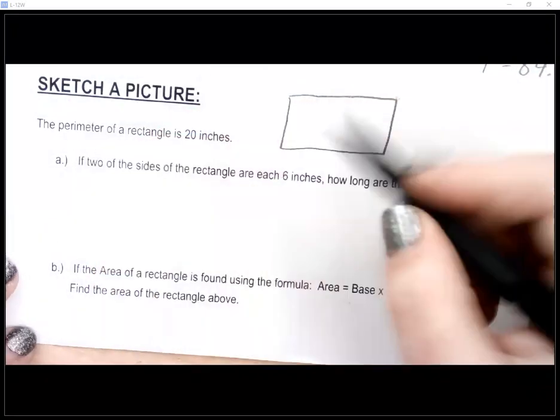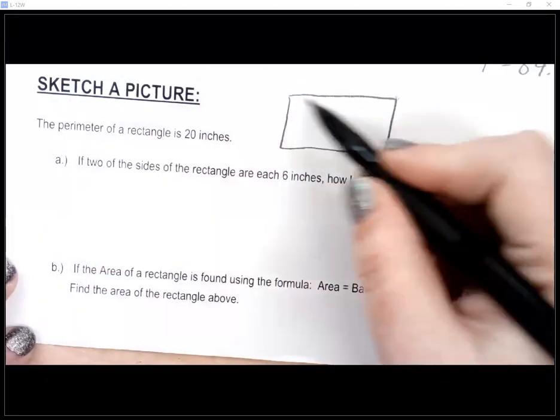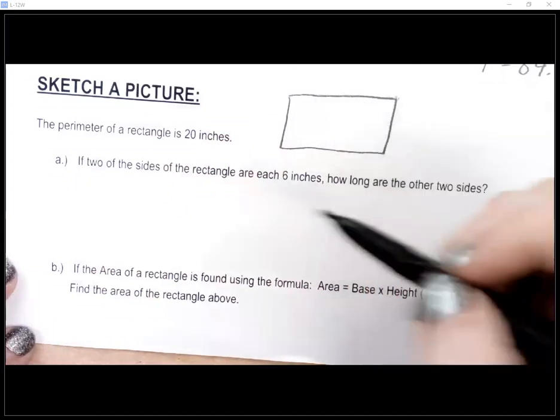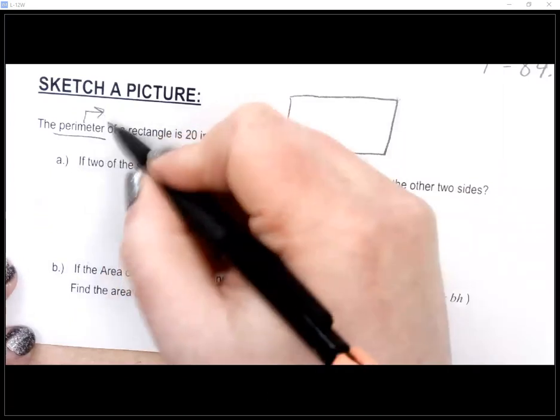Yeah, well, it's times each side. So whatever the length of each side is, you would multiply with each other. So for perimeter, you're just going to add all the sides.